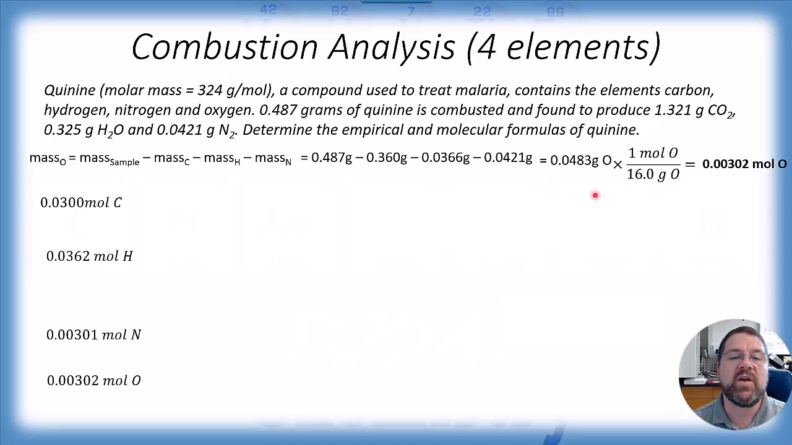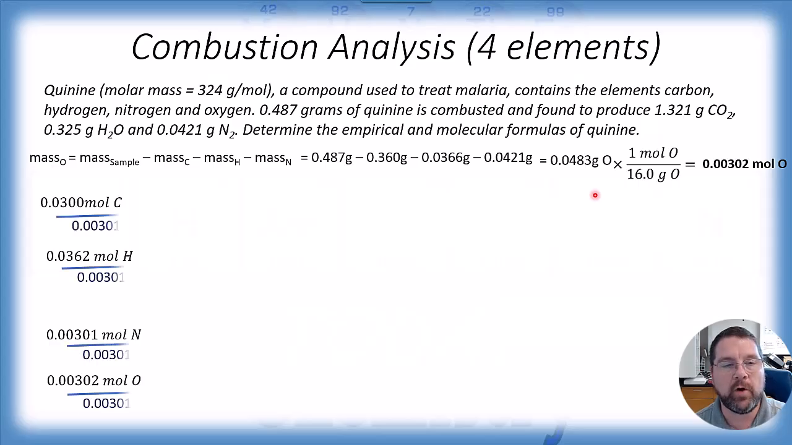Now that we have those 4 elements and their mole quantities, we can look at these and determine what is the smallest mole value that we've got. And you want to be careful. Make sure you pay attention to decimal places, the magnitudes of the values. Okay. The smallest mole number we've got is the one that's coming from nitrogen, 0.00301. And so when we divide that out, carbon comes out to 10, hydrogen comes out to 12, nitrogen comes out to 1, and oxygen pretty much comes out to 1 as well.